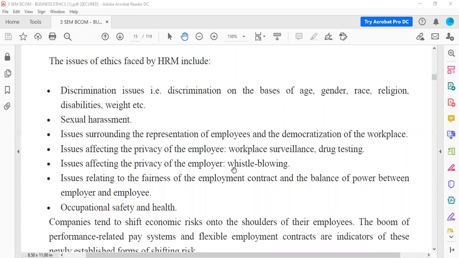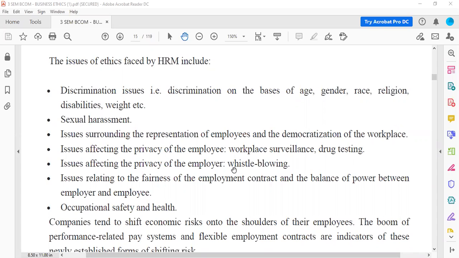Then issues relating to fairness of the employment contract and balance of power between employer and employee. You should not give all the power to the superior and no power at all to the subordinate. That is not how it goes. Certain responsibilities which can be handled by the employee will be given to them. A little more responsibilities will be given to the employer, because we know that the employer is capable of handling it. And moreover, one should not be discriminated too much in the employee contract. That's not the right thing. They should be given a chance to prove themselves, and only then should they be given the position the company has decided.